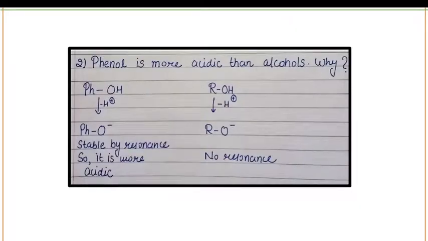And the second question is, why is phenol more acidic than alcohols? In the case of phenol, when you draw the resonating structure for the carbanion of phenol, this will be a very stable structure. There will be the presence of resonance. While in the case of alcohol, resonance will be absent. Therefore, alcohol will be the least acidic. So this is also very important. You have to memorize these 2 points.